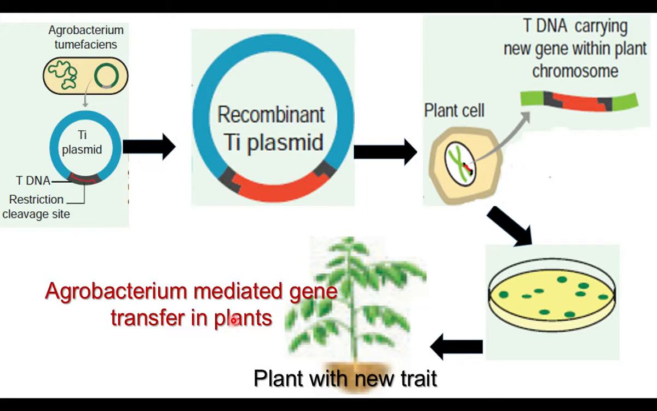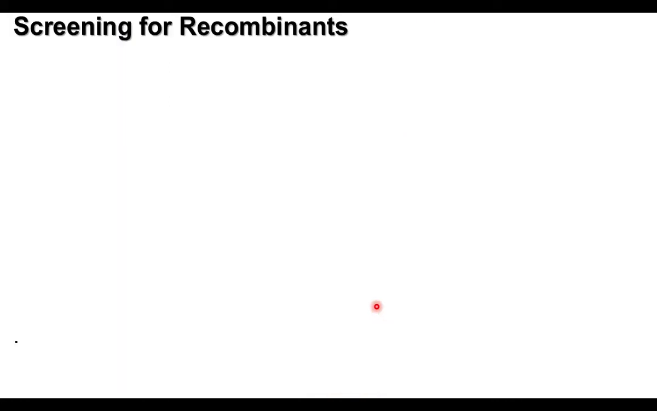In short, we can say the unwanted part of the Ti plasmid is removed. In that place, the needed sequence of DNA is inserted. The bacterium is allowed to infect the plant cells. At that time, it transfers the foreign gene into the plant genome. Then the plant cells are cultured to produce genetically modified plant cells.